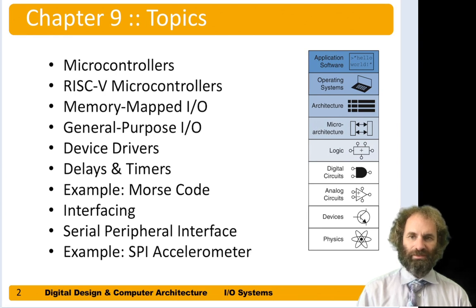Next, we'll look at interfacing our processor to other chips, and in particular serial interfacing with SPI, the serial peripheral interface, which is a common way of doing this. Finally, we'll take another deep dive into an SPI accelerometer interface and see all the details of really connecting a processor to the chip. So most of this chapter is at the level of the application software and also the operating system. The device drivers can be viewed as part of the operating system.